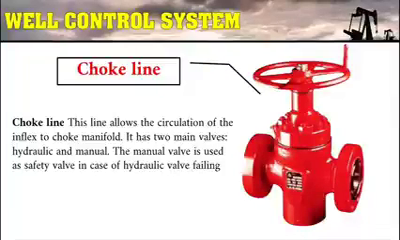Choke line. This line allows the circulation of the influx to the choke manifold. It has two main valves, hydraulic and manual. The manual valve is used as a safety valve in case the hydraulic valve fails.